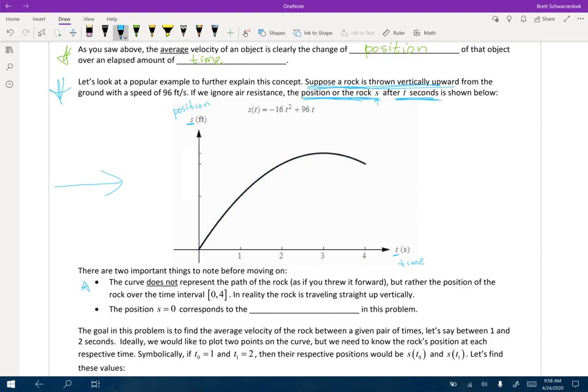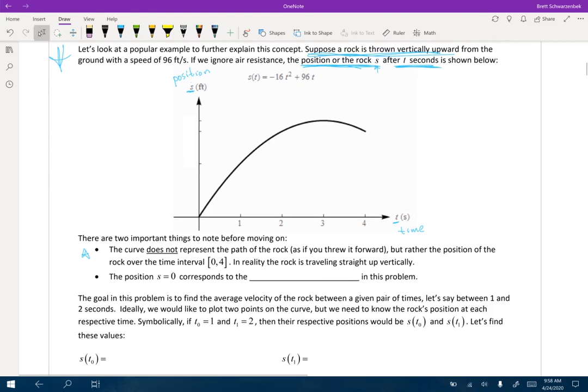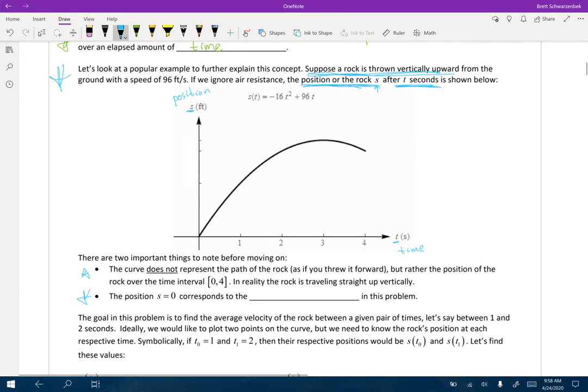In other words, for our example, the height of the rock over a certain amount of time. That's going to be sort of what the graph is describing. Another important concept here is s equals 0. So s is the y-axis, so s equals 0 is basically right here. So what does that represent in our problem? That represents the ground. Because the person is throwing the rock upwards, they're basically here at that point, and from there you're charting the rock in terms of its height over time.